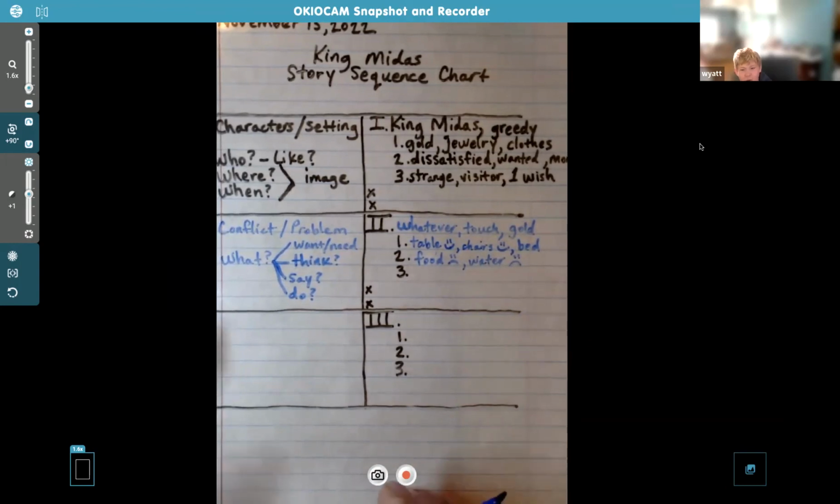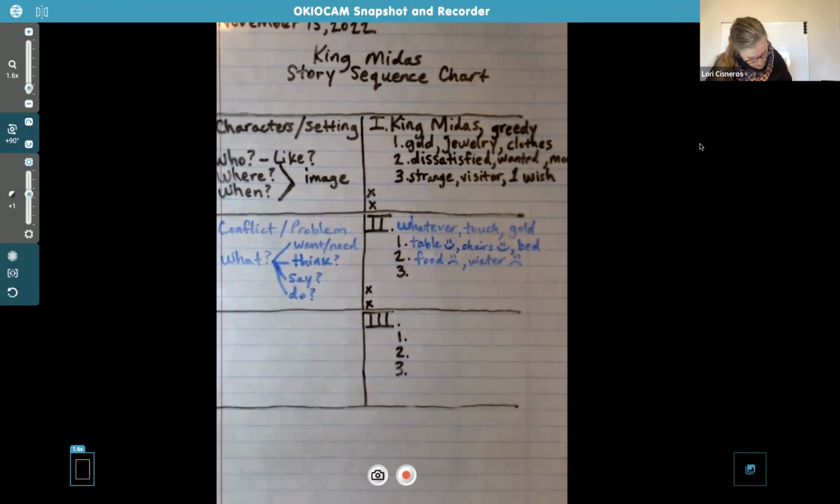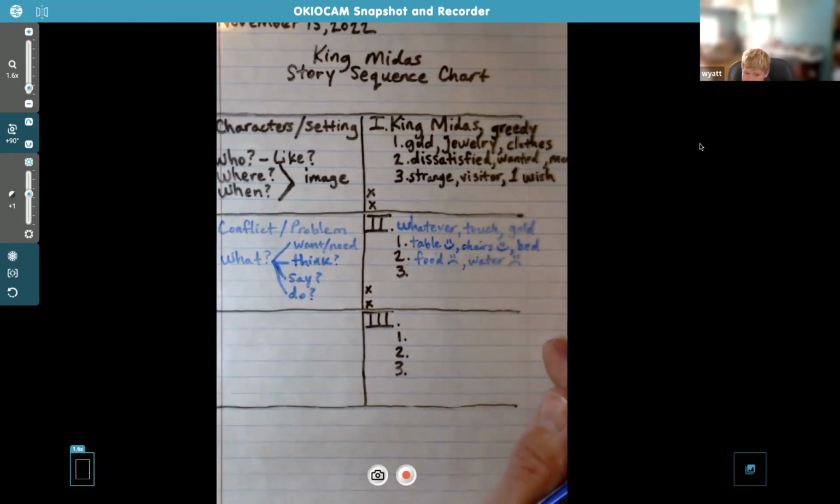It washed out the gold. That was later, though, right? Let me look back here. That's what got rid of the curse. Later, you're right. He didn't turn the river into a gold mine. That's true. And turn it into flowing gold. That would make no sense.